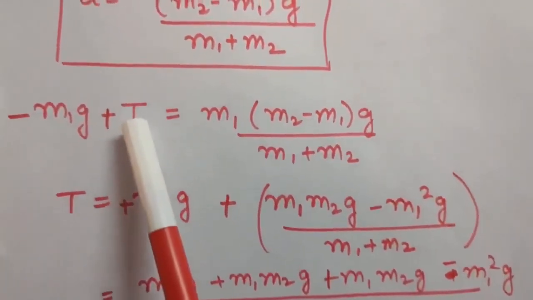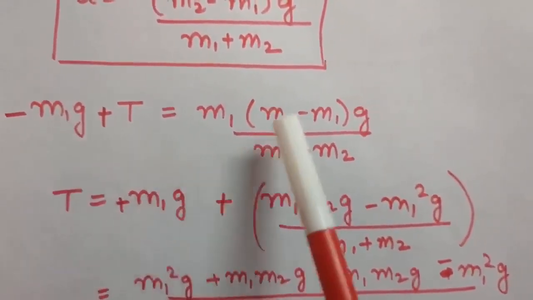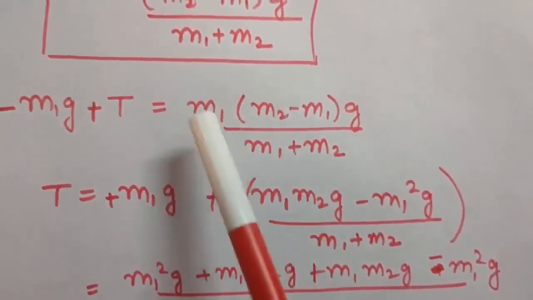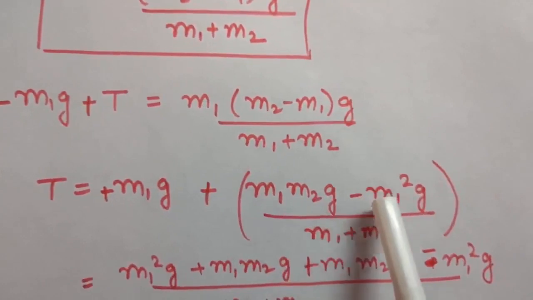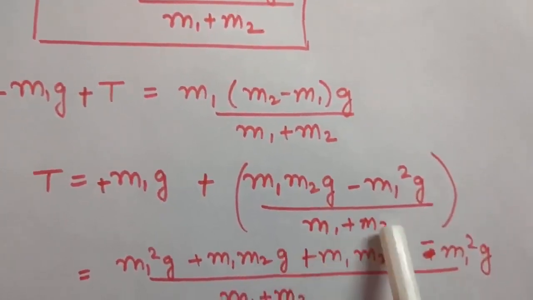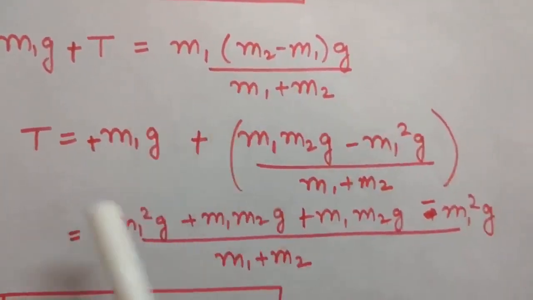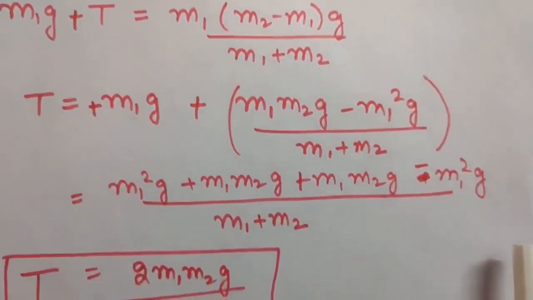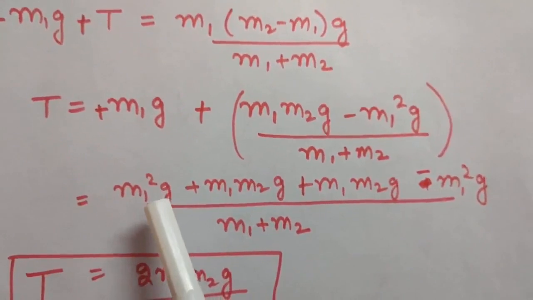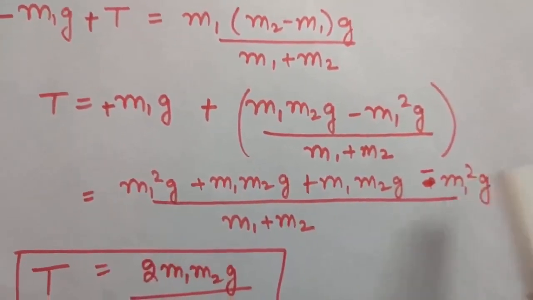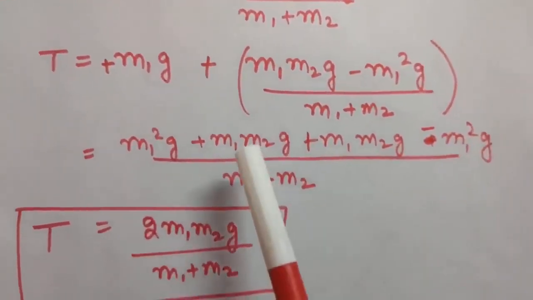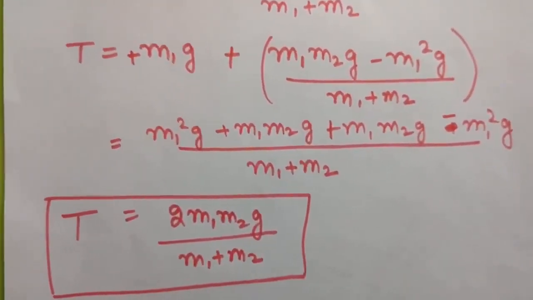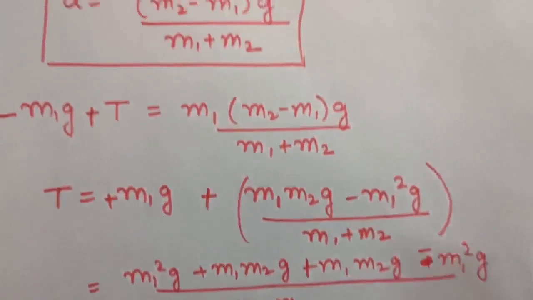Now to get tension, I am taking it to the right hand side. So it will become T is equal to m1g plus, just multiplying this, m1 m2g minus m1 square g upon m1 plus m2. Now take the LCM for this. When you take the LCM, it will give you this. The common terms will cancel out, m1 square g minus m1 square g, so this will cancel out. You will be left with 2m1 m2g upon m1 plus m2. So this is the tension and this is the acceleration.